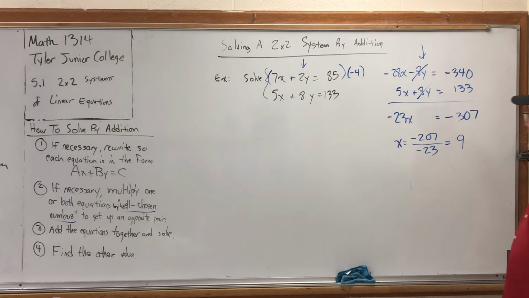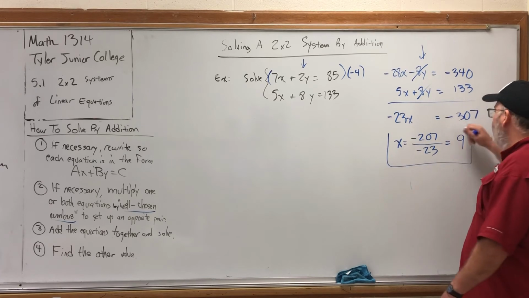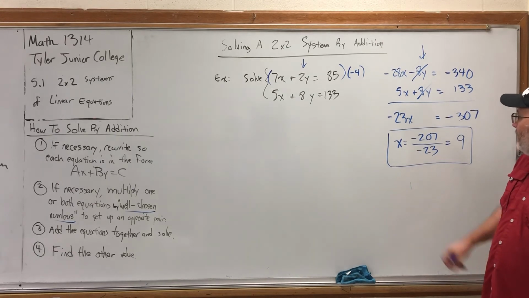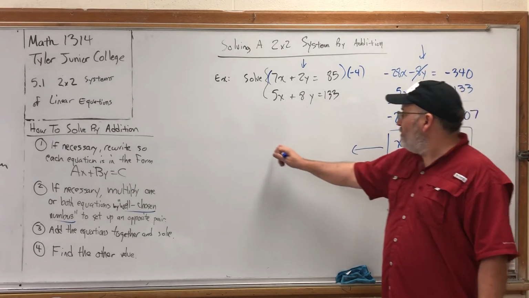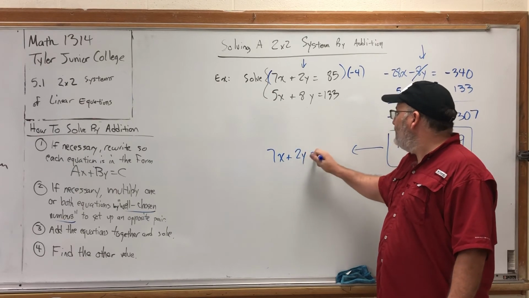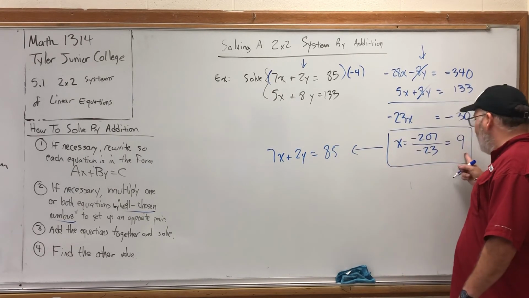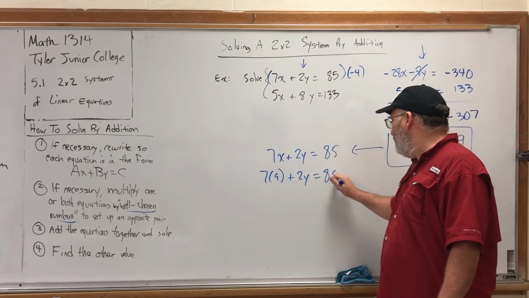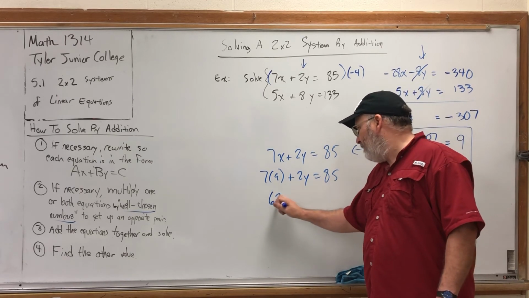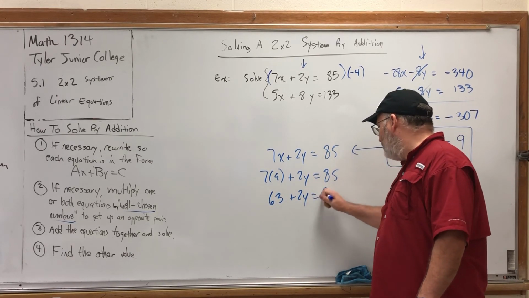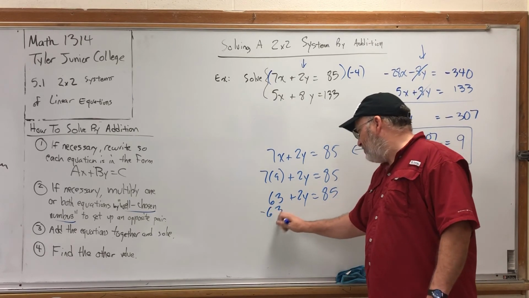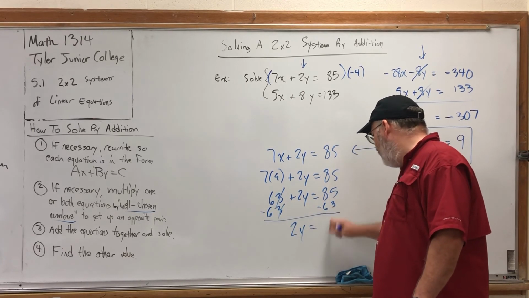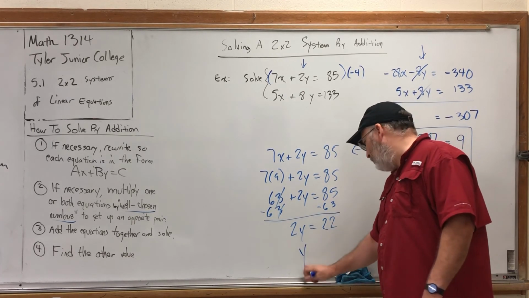But now we have to figure out the y. Remember, once you know one value, you can substitute it into any original equation and calculate the other value. Let's use the original first equation of 7x plus 2y is equal to 85. The x is 9, so 7 times 9 plus 2y is equal to 85. 7 times 9 is 63. And now we're just 2 steps away. Subtract 63 from both sides, and we get 2y is equal to 22. Divide by 2 and we get y equals 11.